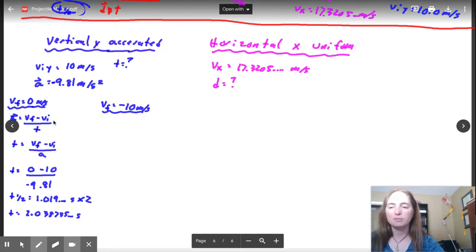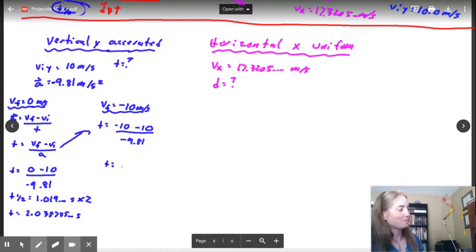I'm not going to rewrite it out. I'm just going to use this guy here. Same equation, except the difference is our VF now is going to be negative 10. So negative 10 minus 10 divided by negative 9.81. So what happens there, ladies and gentlemen? Well, guess what we get? The same thing. 2.03873 ... seconds. Exact same value, guys.